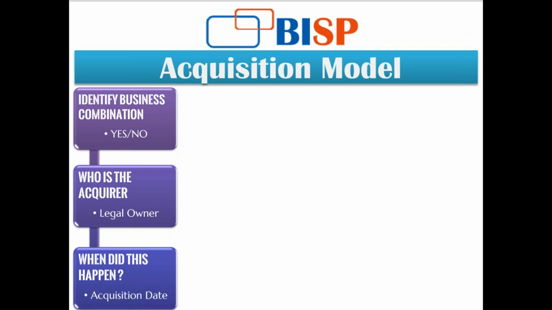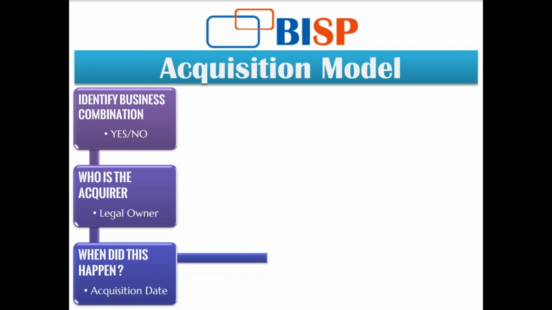Then comes determining the acquisition date. The acquisition date is the date when the acquirer obtains control of the acquiree. Usually you can take the specified closing or completion date of the combination as the acquisition date, the closing date, where all the formalities of your acquisition have been completed.